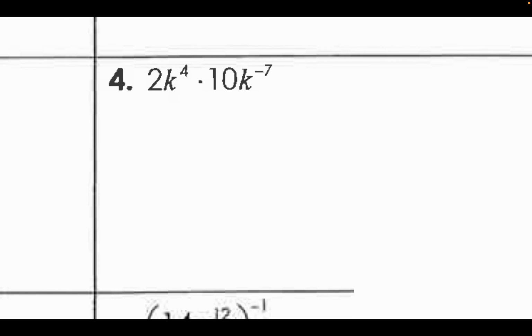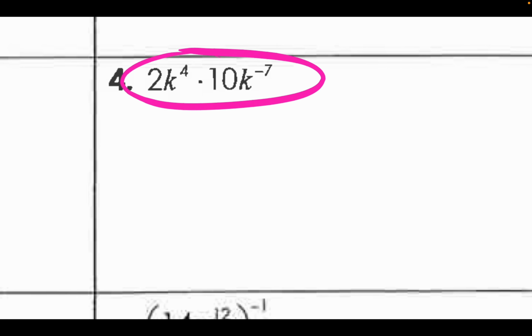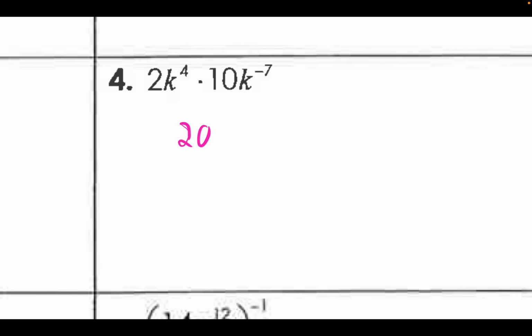Number 4 here. So there's a couple ways this can be approached, and I'll talk about each way. So first and foremost, we have multiplication. I see 2 times 10. I can get that to be 20. And then k to the 4th and k to the negative 7th. I add those exponents and get k to the power of negative 3.